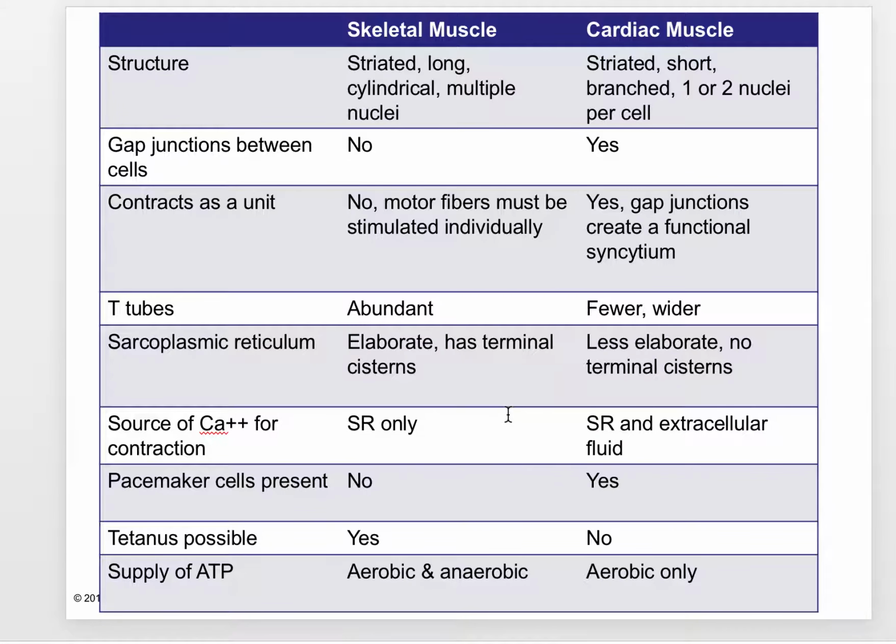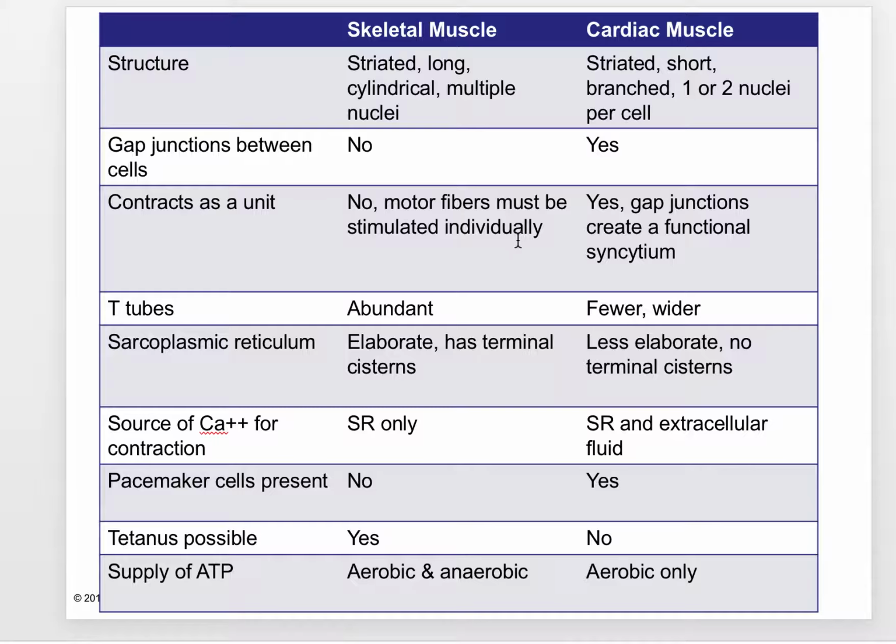This table just shows some of the differences and similarities between skeletal muscle and cardiac muscle. Remember, skeletal muscle is striated, long, cylindrical in shape, with multiple nuclei. Cardiac muscle is striated also, it's short and branched, with 1 or 2 nuclei per cell. The skeletal muscle does not have gap junctions, whereas the cardiac muscle does have gap junctions. Remember, the skeletal muscle does not contract as an individual unit. The muscle fibers must be stimulated individually.